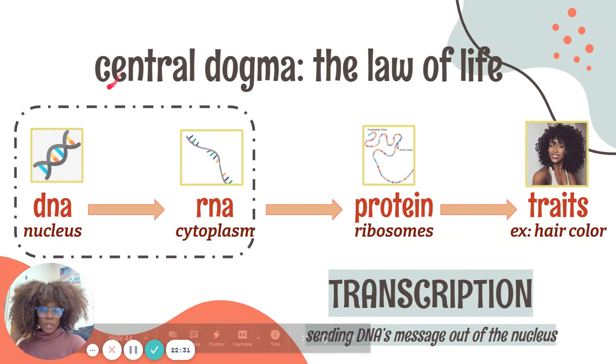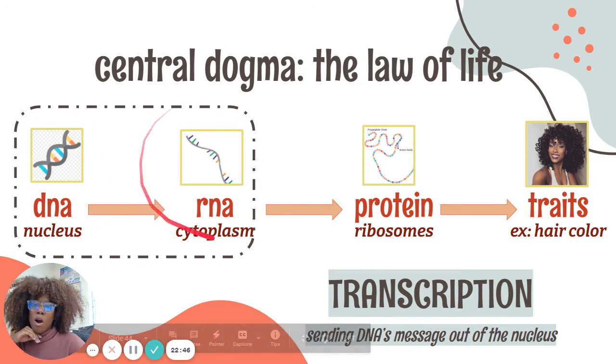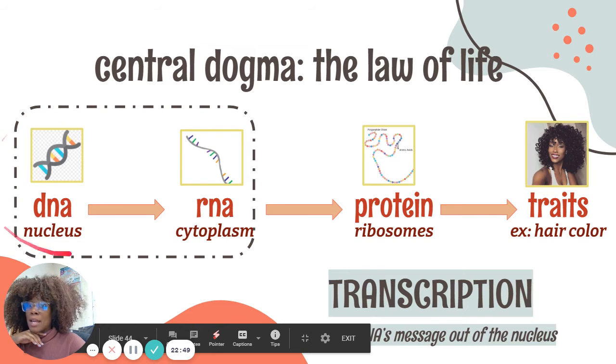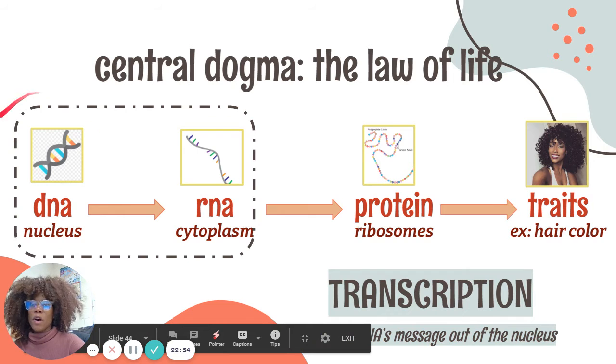Okay. So again, here's central dogma. What we just talked about was converting from DNA to RNA. DNA has AT-CG pairs, RNA has AU-CG. DNA is double-stranded, RNA is single-stranded. DNA must stay in the nucleus, RNA can leave the nucleus. DNA is the original source of all the message, RNA is just a copy of the message. That process of turning DNA into RNA is called transcription. That's sending DNA's message out of the nucleus.